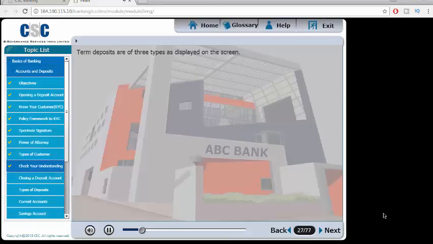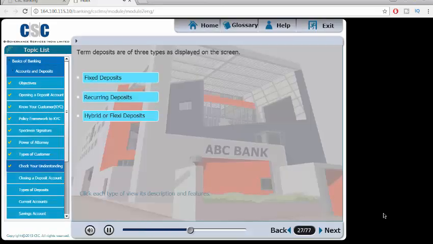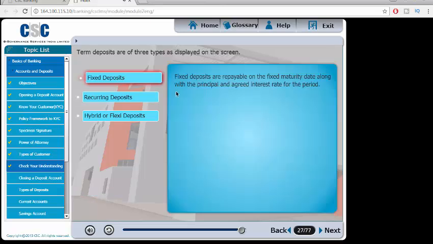Term deposits are of three types as displayed on the screen. Click each type to view its description and features. Fixed deposits are repayable on the fixed maturity date along with the principal and agreed interest rate for the period. The main features of fixed deposits are: fixed deposits are accepted for.